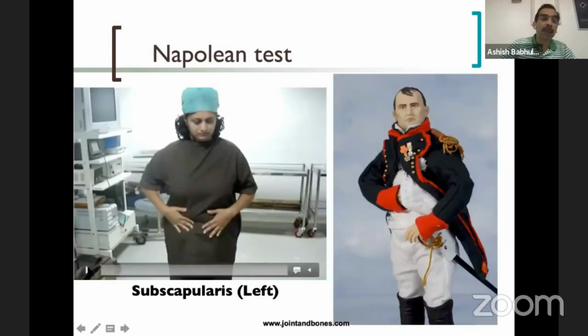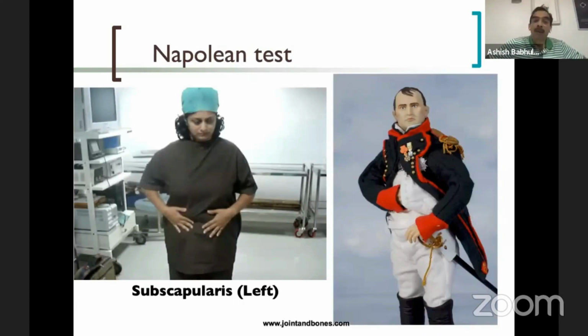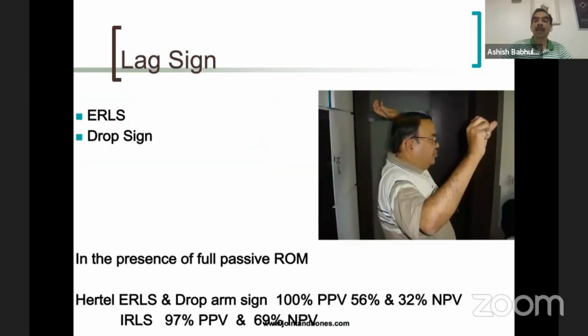Okay, so this is the Napoleon test where you put your arms on the front of your tummy and keep the elbows in the plane of the body and press your belly in. If your affected side, right side is affected, your arm will drop down. In this case, the left side is dropping down, elbows behind the body's equator. So that's your Napoleon's test.